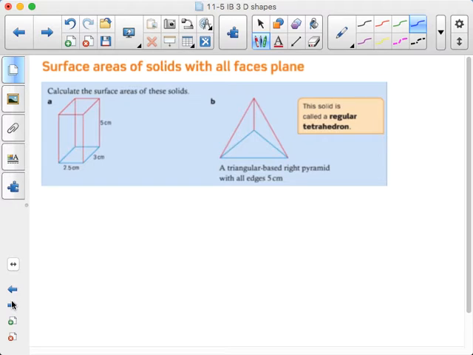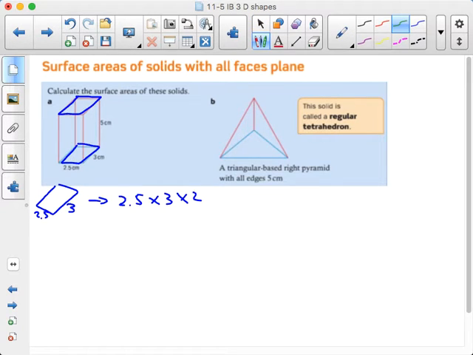If you look at shape A, basically we have three different types of rectangles, right? We have the rectangle that is 2.5 by 3 centimeters, right? So the area of that, of course, is 2.5 times 3, and there are two of them, right? There's one on the bottom, and there's one on the top. So I'm going to then multiply that again by 2.